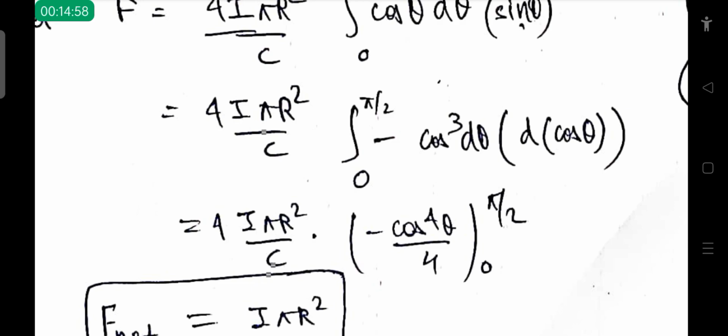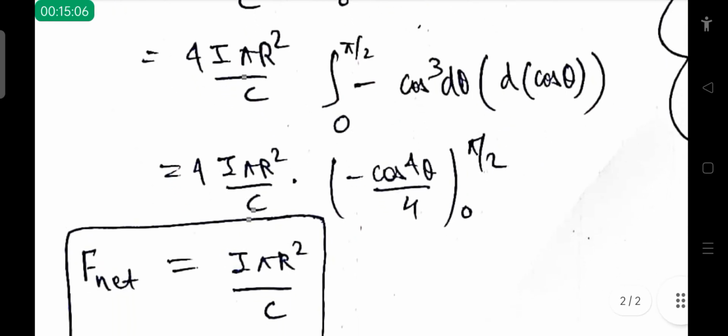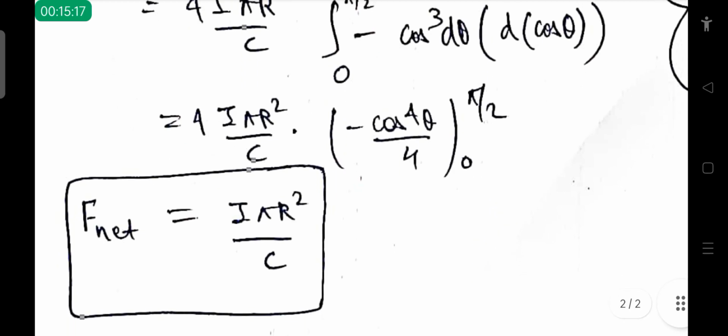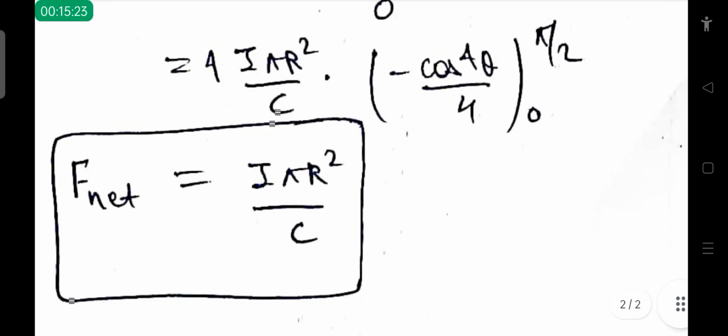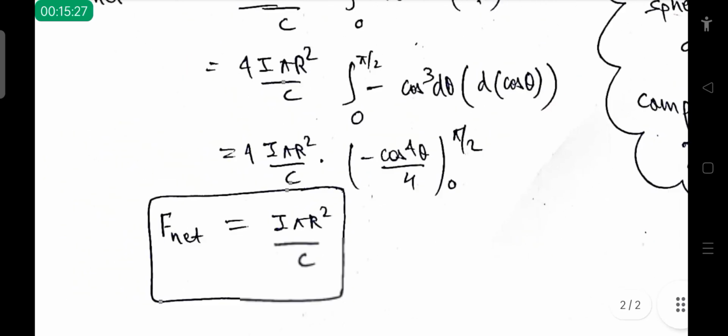If we integrate it, it's a simple integration like t cube dt, which is t to the power 4 upon 4 plus c. So this is minus cos to the power 4 theta upon 4, and then we just apply the limits from 0 to pi by 2, and bingo, we have found the force. Force is I pi r square by c. We have calculated this force when the sphere is completely reflecting.